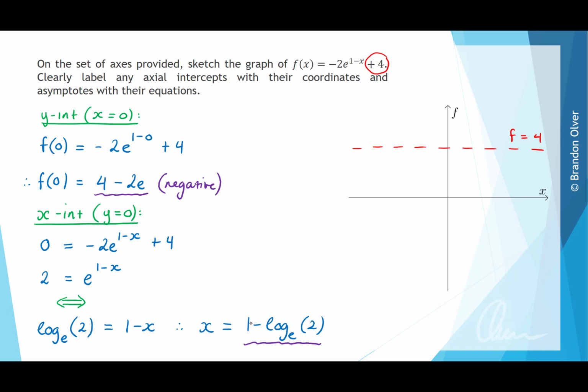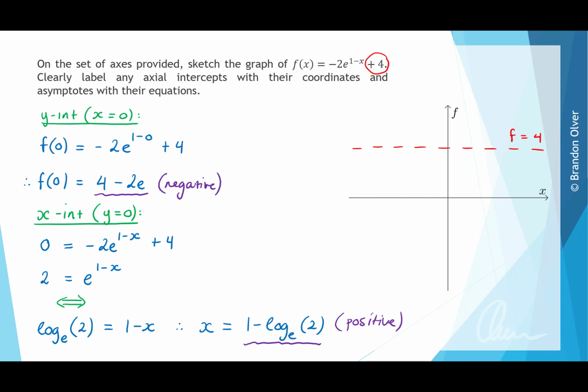For x equals 1 minus log e of 2, if we have a look at log e of 2, the base e is 2.7 something, and the part inside is 2, and we're asked what power do we raise e to give 2, and it's going to be a power less than 1. So we're going to have 1 minus something that's less than 1, so it is going to be a positive value. Now that we have that information, we can go about sketching our graph.